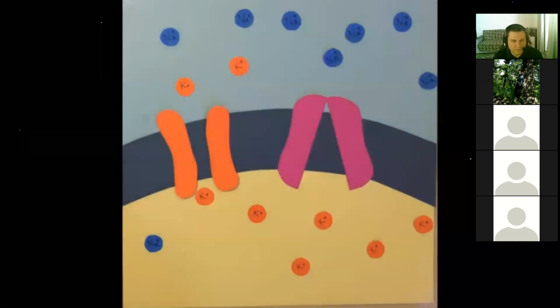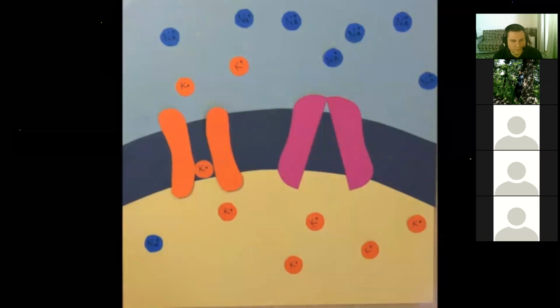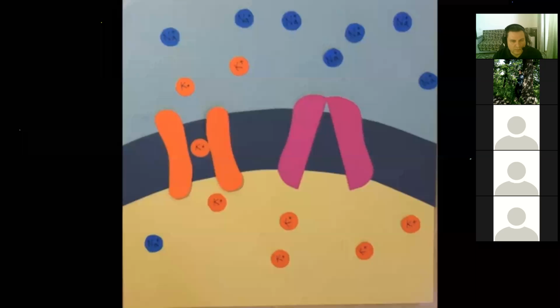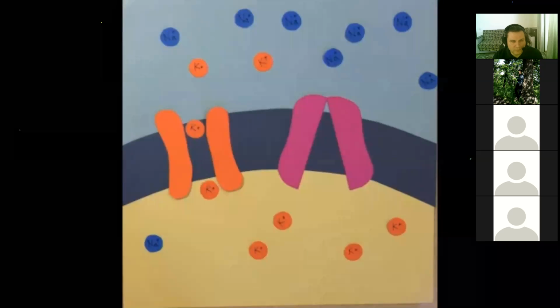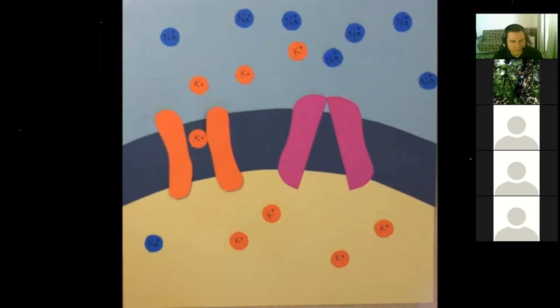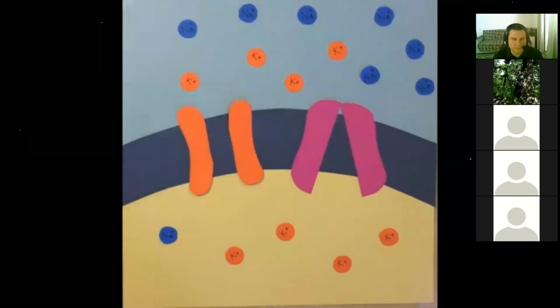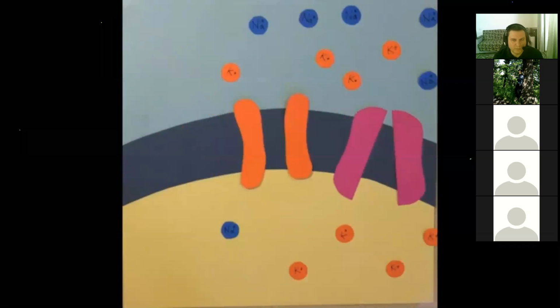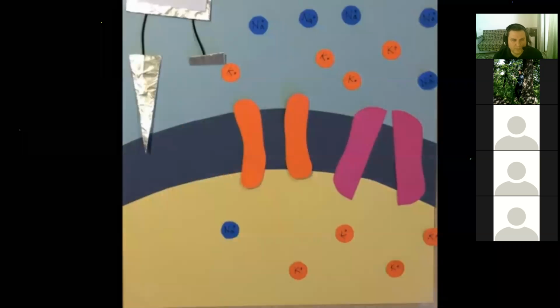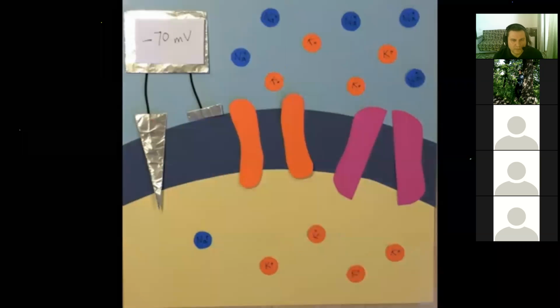Many potassium leakage channels are located throughout the cell membrane. The sodium-potassium pump establishes an electrochemical gradient, and the potassium ions flow from the areas of high concentration inside the cell to areas of low concentration outside the cell. These processes establish the resting membrane potential. A typical cell will have a resting voltage of about negative 70 millivolts across the cell membrane.